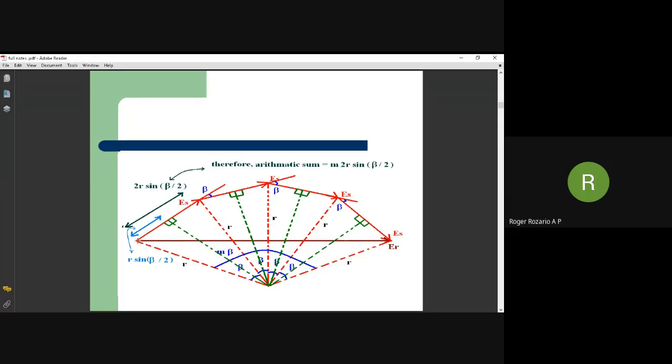Now we need the total ES. But how will you find the total ES? Twice of this half distance. So 2R into sine beta by 2. 2R into sine beta by 2 is this total distance.